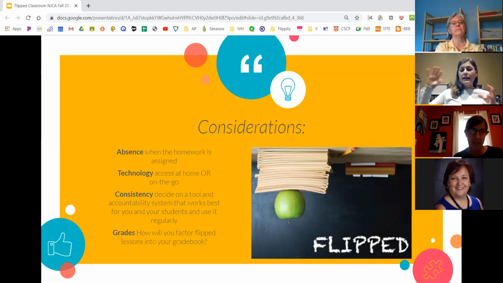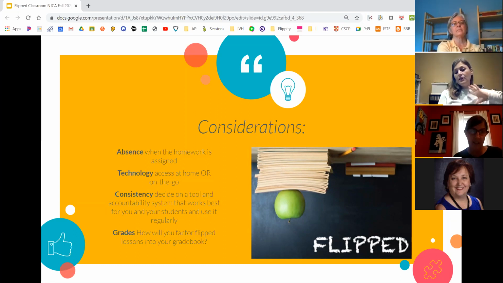So again, this lends itself to the idea of creating a longer-term calendar for your flipped lesson, where you assign it on Monday, but you know in your mind that you're not going to do the work in class until Friday, so that you give them an opportunity to figure out their own schedule and find a time that works for them.